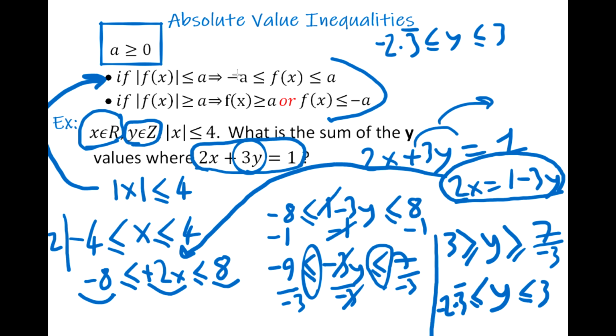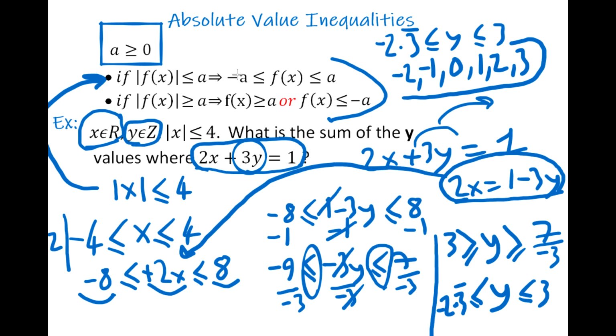So y can be negative 2, y can be negative 1, y can be 0, y can be positive 1, positive 2, and positive 3. These are the integer values that y can take, guys. And we are asked to find the sum of those values. If you add them up, negative 2 is gone with positive 2, negative 1 is gone with positive 1, 0 is 0, so 3 is left over. If you sum all of those values, the result is 3, guys. The sum of y integer values is 3, and that is the result of that question.